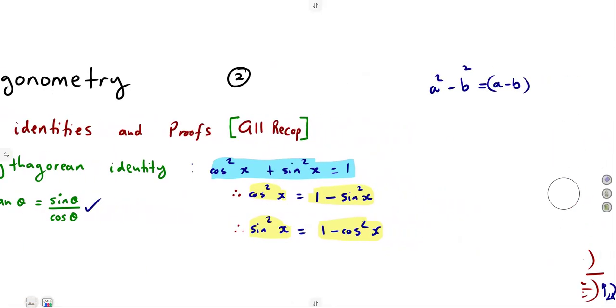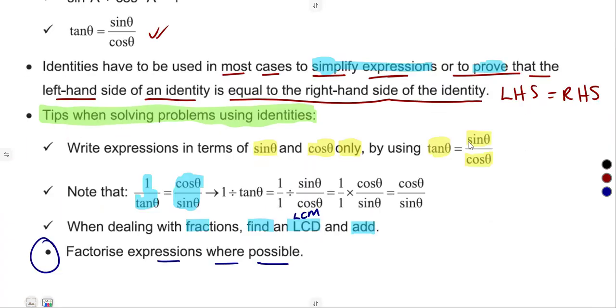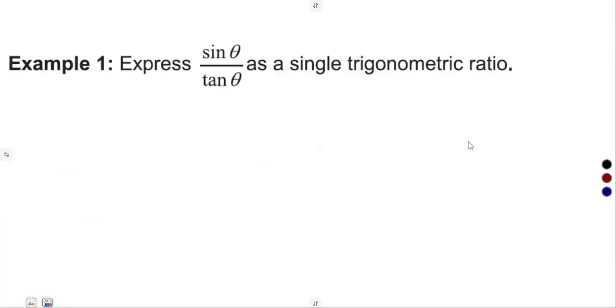That can actually be very, very helpful in your simplification. As we have 1 minus sine squared of x, we know that 1 is the same as 1 squared. So there are two brackets: 1 minus the sine of x, and another one, 1 plus the sine of x. So know those factorizations, difference of two squares, and where it is possible, use that to simplify.